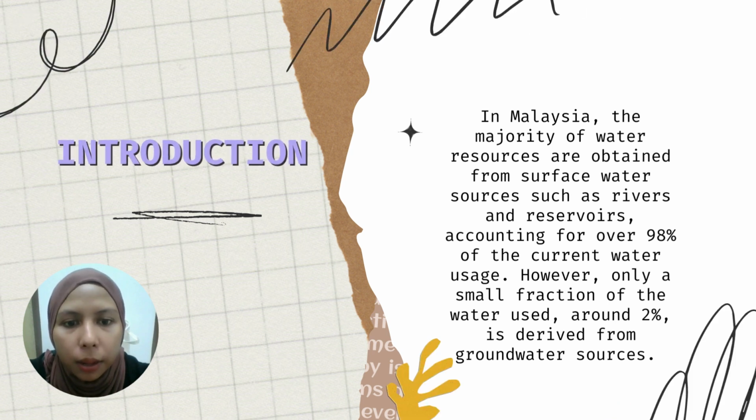In Malaysia, the majority of water resources are obtained from surface water sources such as rivers and reservoirs, accounting for over 98% of the current water usage. However, only a small fraction of the water used, around 2%, is derived from groundwater resources.